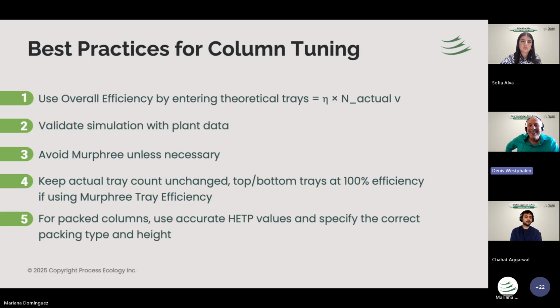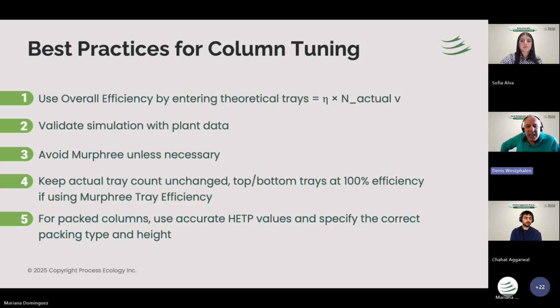And okay, that could be an entire webinar: packed columns. Whoa, but I don't have a tray. I have a packing. It's a completely different story. So our rule of thumb: the vendors are going to give you an HETP, the height equivalent to a theoretical plate. Use that value to calculate the number of theoretical stages. And of course, if the number is going to be 4.7, use your best judgment to round that to 4 or to 5.